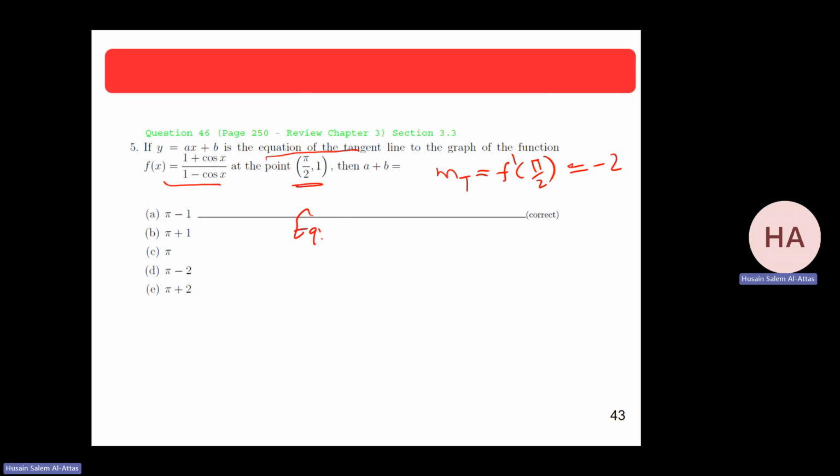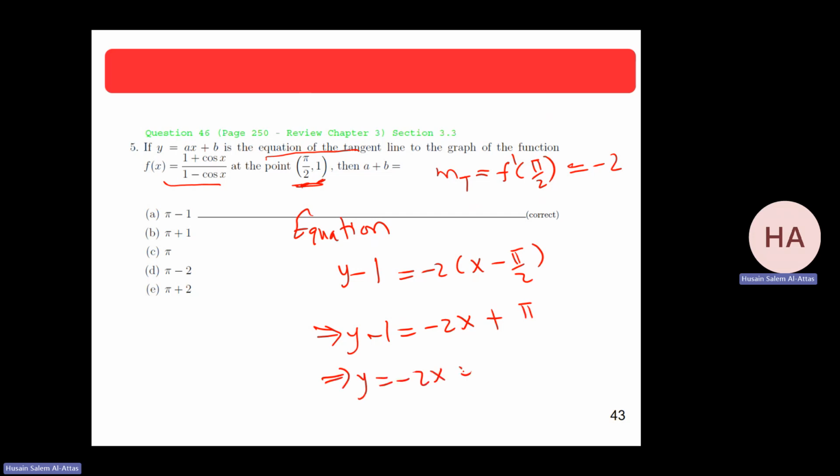So the equation will be y minus 1 equals minus 2 times x minus pi over 2. Be careful: x is pi over 2 and this is y. Let me do it in steps, don't rush it. Minus 2x plus pi. So I have y equals minus 2x plus 1 plus pi. So this is a and this is b.